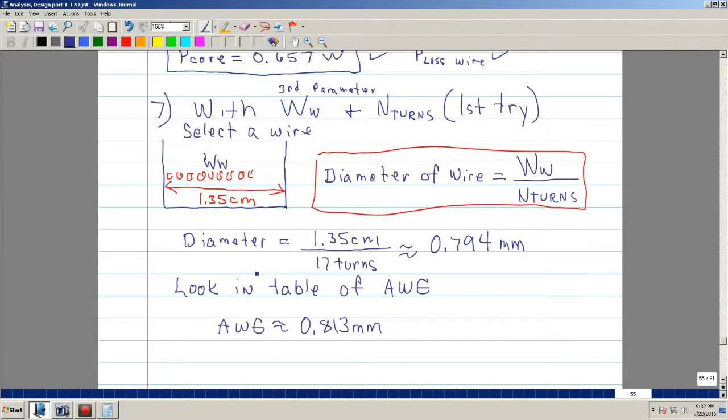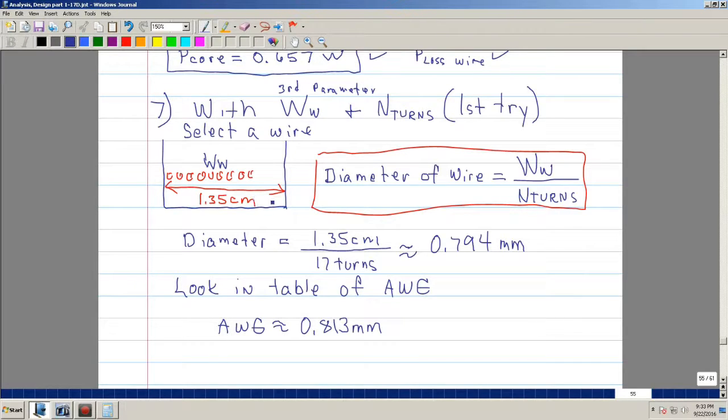Okay, so how do you do that? How do you select? Well, if we know this is a cross-sectional side of the bobbin, and we know the length, or the width rather, and we already calculated the end turns, then we typically try to fill that in one layer.